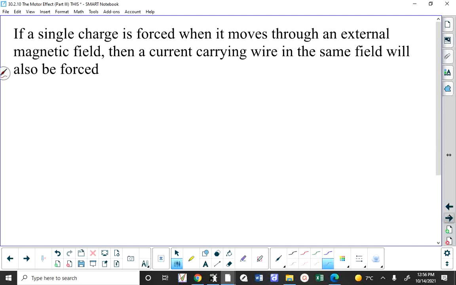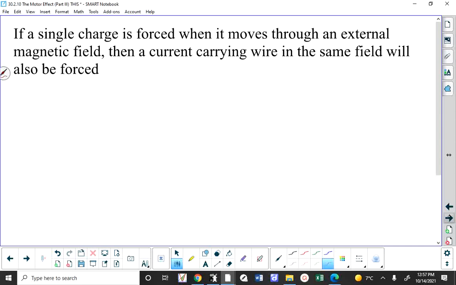Now, here's the reasoning, and this should make sense. I'll walk you through it. If a single charge, like an electron, is moving through a magnetic field and is forced, then if I have a whole wire carrying electrons moving through the wire, and the wire's in the magnetic field, the wire should be forced.